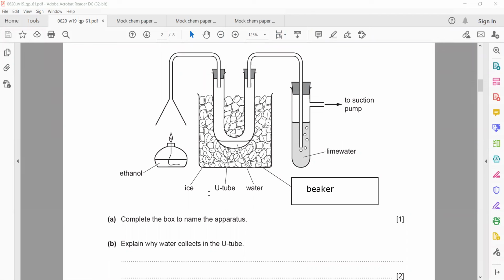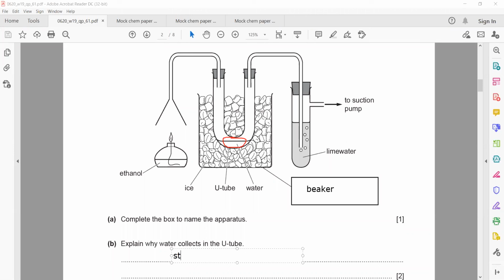Explain why water collects in the U-tube. Basically, why is the water collected in this tube? What is the reason for that? Yeah, because the water condenses. It is worth 2 marks, so you have to mention that the steam or the water vapor condenses or cools down. One mark is for mentioning water vapor, and the second mark is for mentioning condense or cool down.